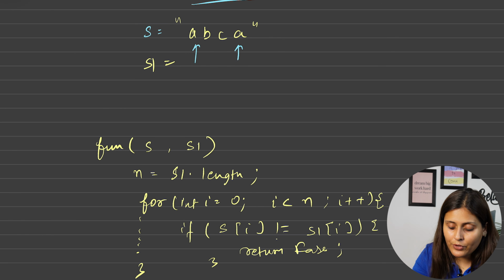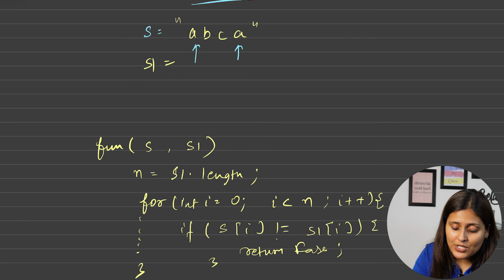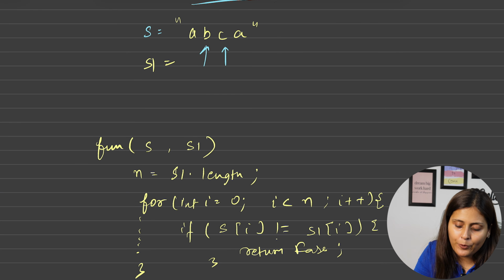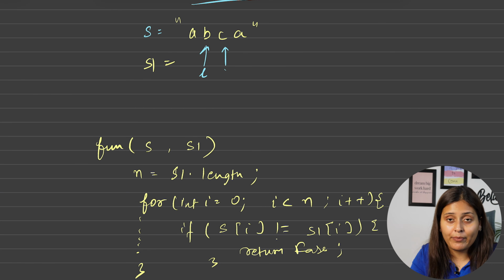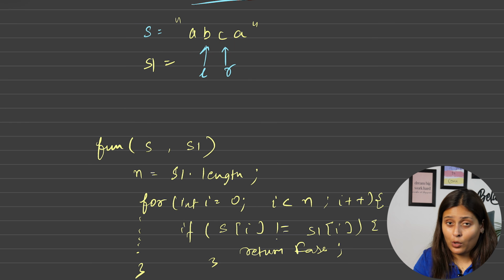Now in the optimized, first we'll check A, A. This definitely matches, correct? So when this matches, I said remove this, like move the pointers: left pointer always moves ahead and right pointer always moves behind. Now you will compare this B, C. Obviously this does not match, okay?